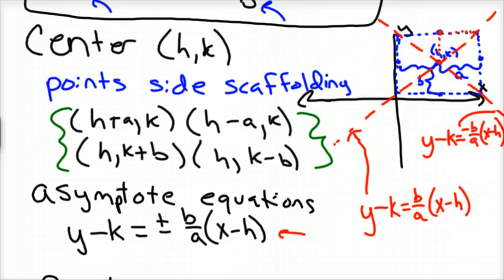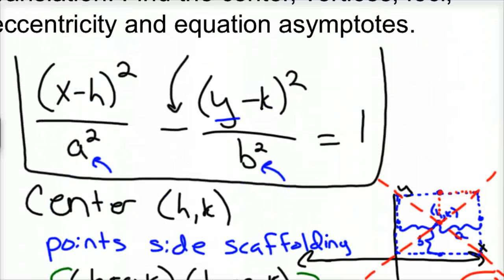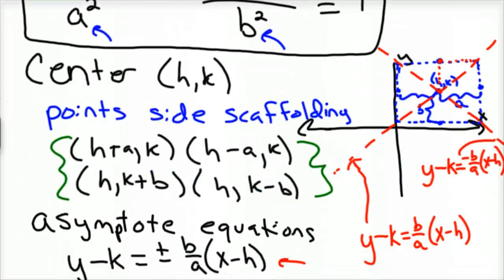The last thing is to find your vertices and how this thing opens. So I'll do that in green. Since the x term is positive out in front, we know this hyperbola opens left and right. So here's that midpoint, or the middle of the side of the box. It's going to start there and open left and right. It's going to be basically the vertex of your hyperbola.